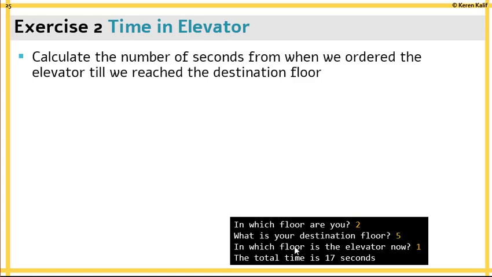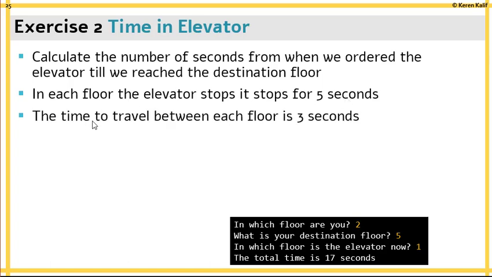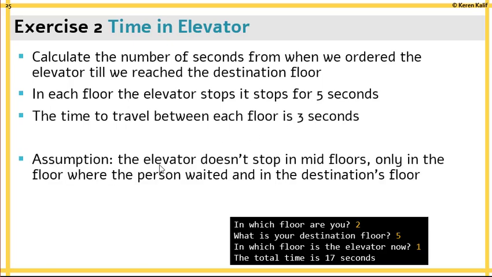It asks me in which floor is the elevator now. Let's assume it's in floor 1. And it tells me the total time is 17. How can it be 17? Let's see. In each floor, the elevator stops for 5 seconds. The time to travel between each floor is 3 seconds. Assumption: the elevator doesn't stop in mid-floors, only in the floor where the person waited and in the destination floor.